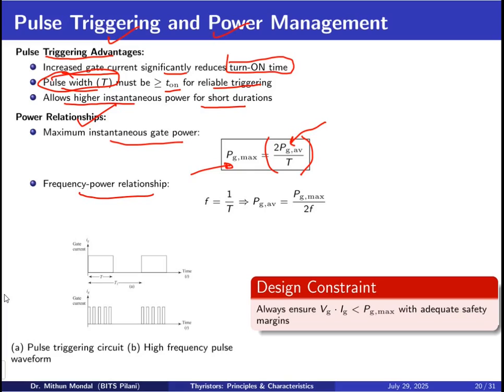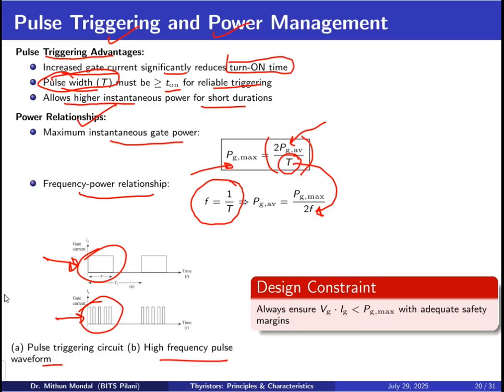Frequency power relationship: frequency is the inverse of this pulse width, so I can say that T can be substituted as the twice of the frequency. Here the gate current is represented by the pulse width, so you can have a high frequency pulse waveform. You can see a lot of pulses for the same time period, which is high frequency pulses. This is short frequency pulses. The design constraint you need to maintain is to always ensure that the product of Vg into Ig is less than Pg max with adequate safety margins.